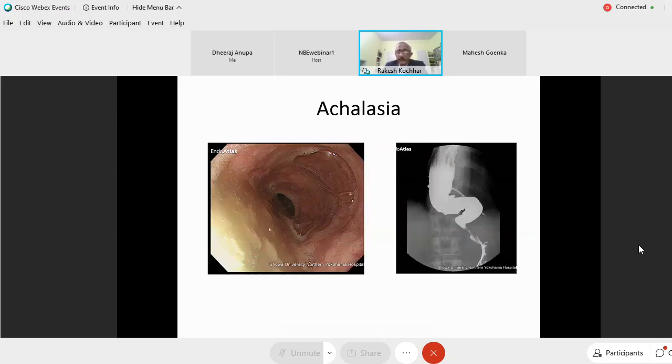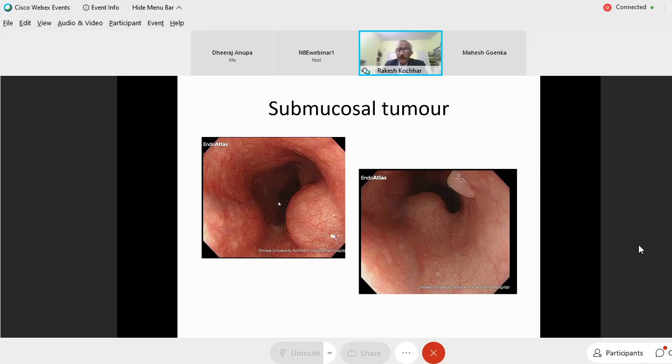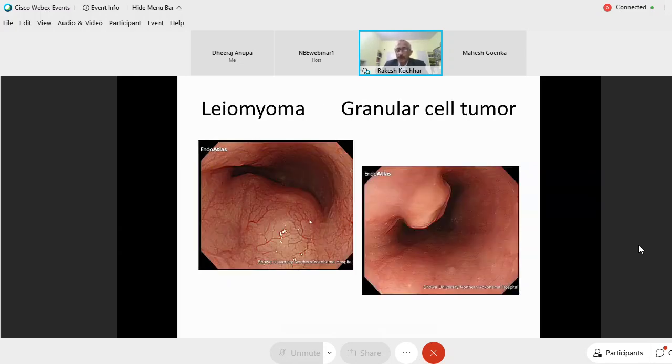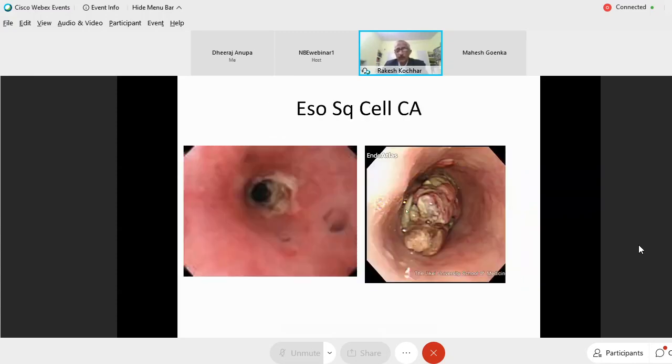Now, achalasia cardia is something which can be diagnosed on endoscopy with a dilated esophagus with food residue and narrowing. If you look at the peristalsis, the peristaltic waves will be very few and there will be lack of peristalsis. So you can make a diagnosis of esophageal motor disorder only by looking at the esophagus and confirm on barium or manometry. Then you have submucosal lesions which cannot be classified on endoscopy alone. You will need endoscopic ultrasound. So this was a leiomyoma, this was a granular cell tumor, which will need histology also.